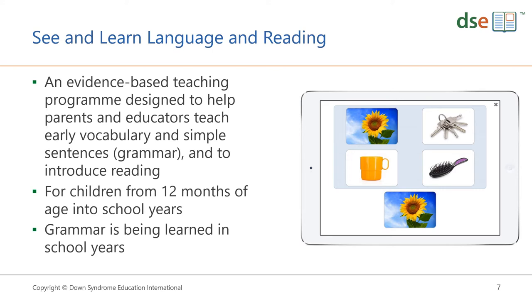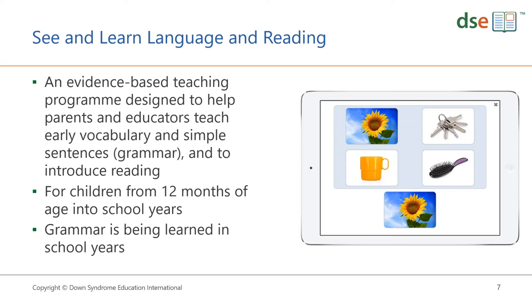Having looked at features that are common to all our See and Learn programs, now let's focus in on See and Learn Language and Reading and the steps that are in it. Okay, now See and Learn Language and Reading is predominantly a language teaching program. It's an evidence-based program designed to help children learn first vocabulary, learn to use single words for talking. All children start at that stage. They use single words, they build up their vocabulary, and then they start putting sentences together, and have to learn the grammar. Within the See and Learn Language and Reading program, we also introduce early reading because our experience is we can use early reading skills to support spoken language learning.